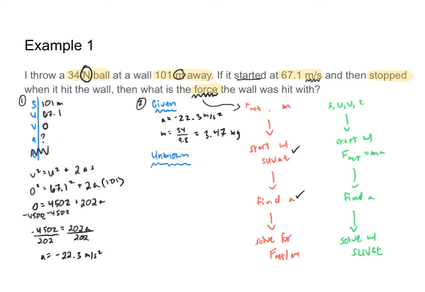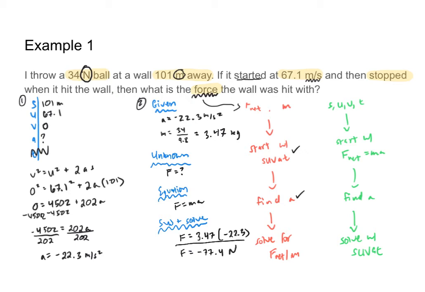And I'm ready to move forward to my unknown. And again, I know that my unknown must be force, since that is what I've been asked to find. So moving forward, I know that the equation that I need to use for this problem is F equals ma. And I'm ready now to sub and solve. So my force is what I'm trying to find, so we can say it's a variable. My mass is 3.47, and my acceleration is negative 22.3. When I plug that into a calculator, I get that the force that the wall is hit with is negative 77.4 newtons. And there you go. That is the answer to this problem.